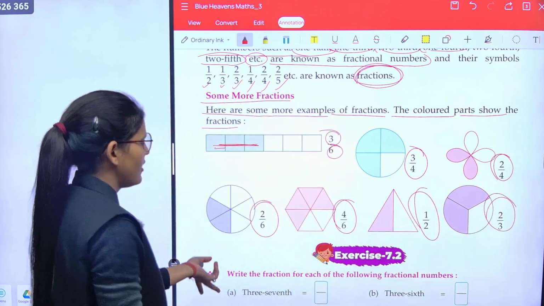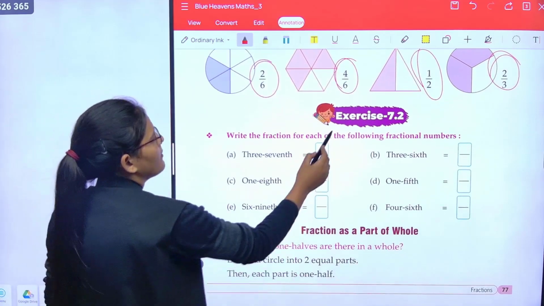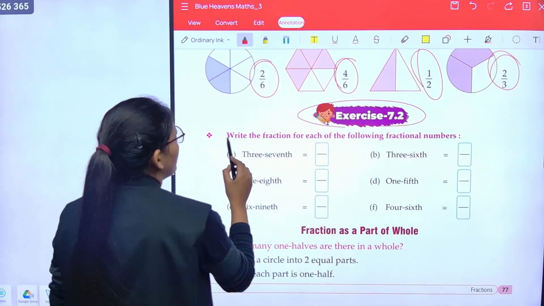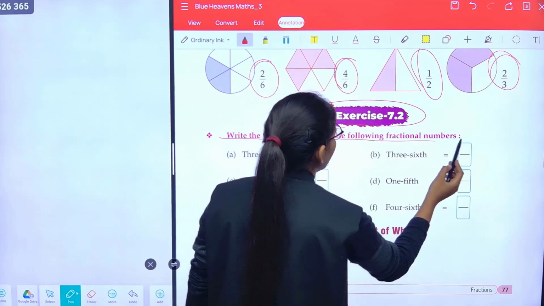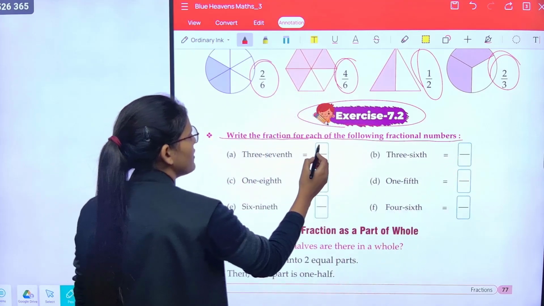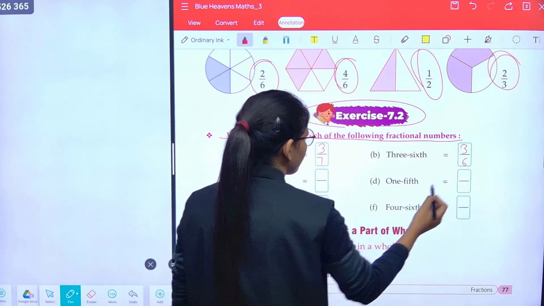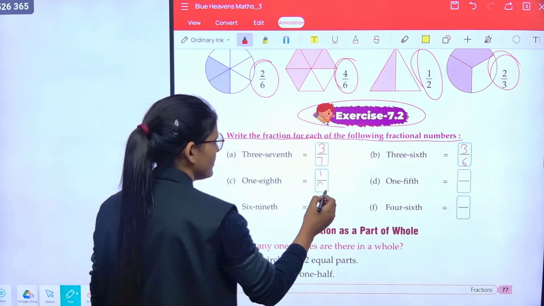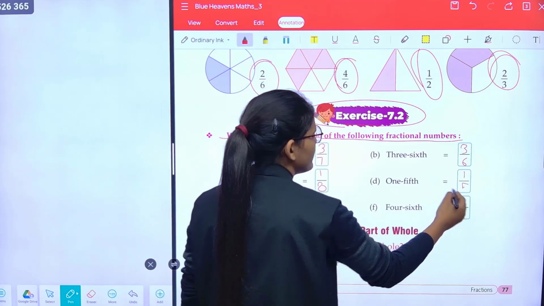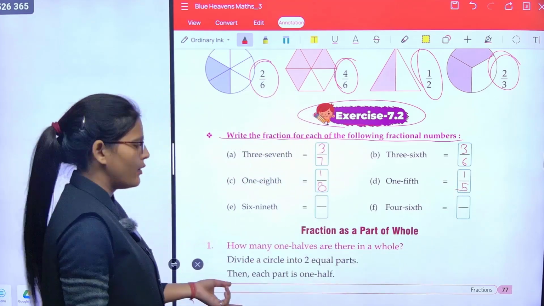Understand class? Now come to exercise 7.2. Write the fraction for each of the following fractional numbers. Now 3/7, 3/6, 1/8, 1/5. Understand class? Rest of the parts do yourself class.